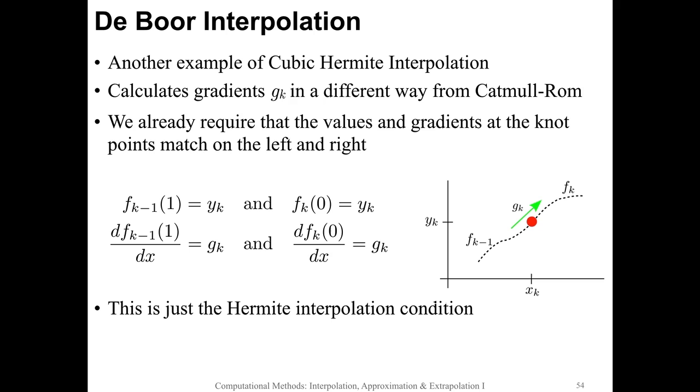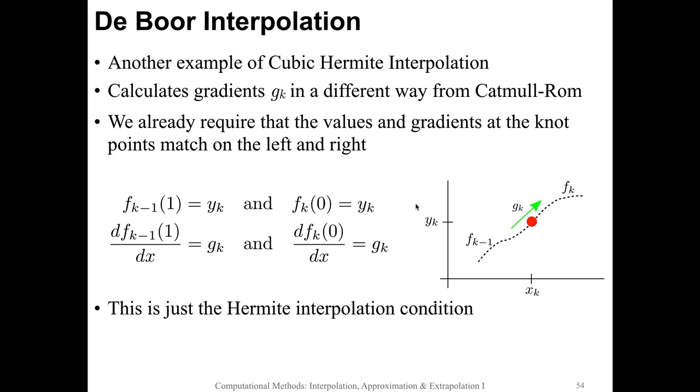So here's another example of cubic Hermite interpolation. This one is known as De-Boor interpolation, again named after its inventor. And it's exactly the same as Catmull-Rom interpolation, except it calculates the gradients in a different way. So just recall that we already insist that the values and the gradients at our knot points should match on the left and the right.